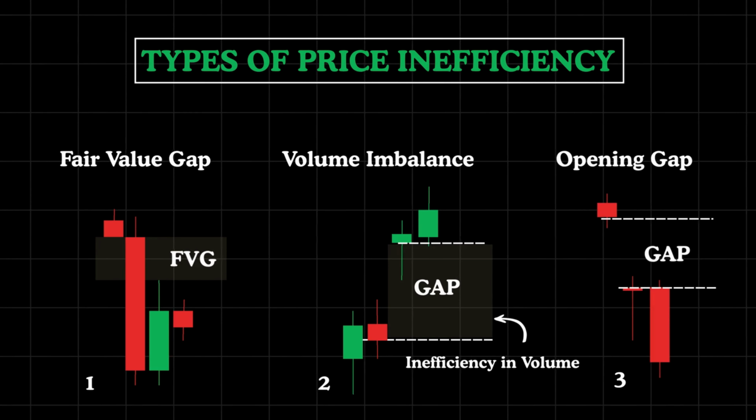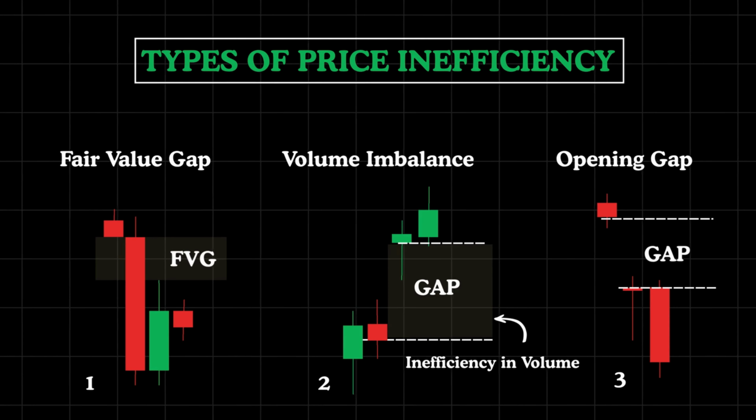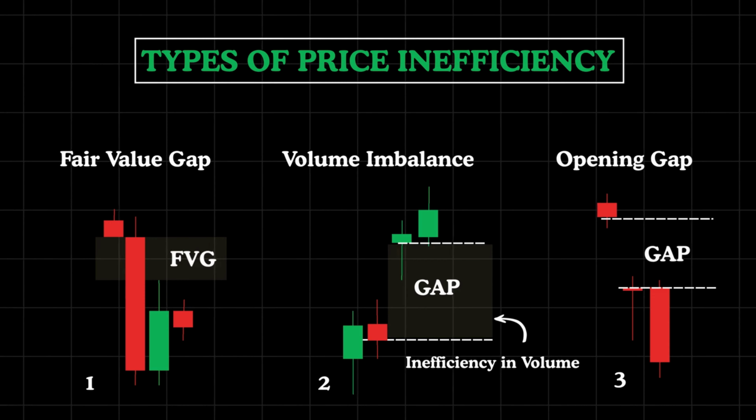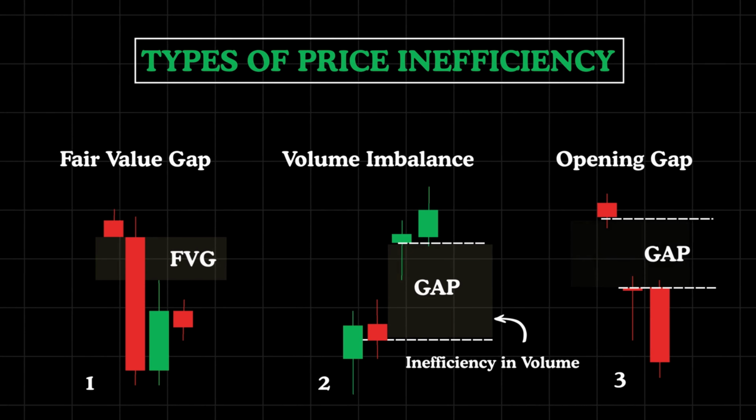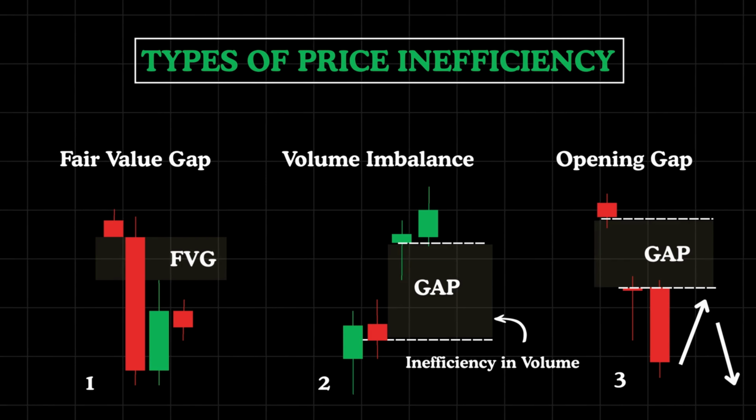The third type of price inefficiency is opening gaps. The simplest to spot, they appear between a market's last close and the next session's open, with no candles in between. These gaps usually get filled fast, making them great for short-term trades.